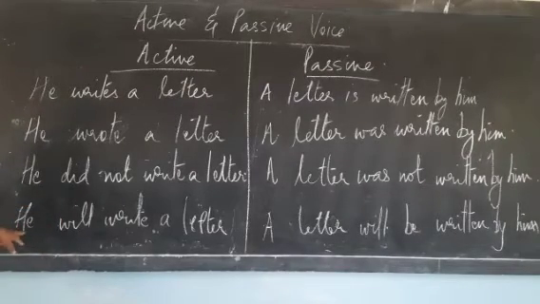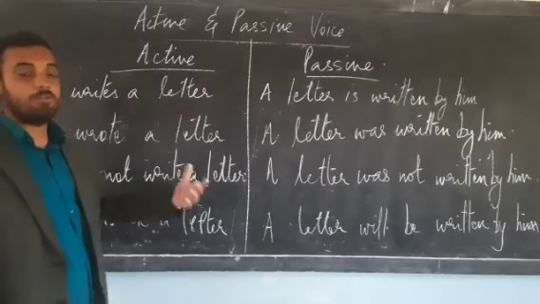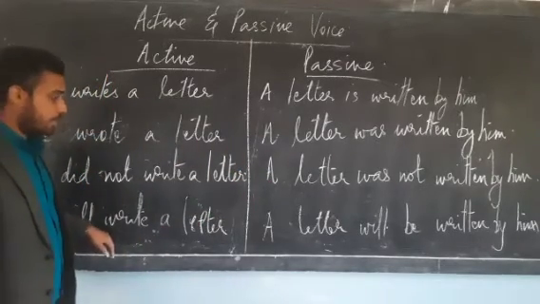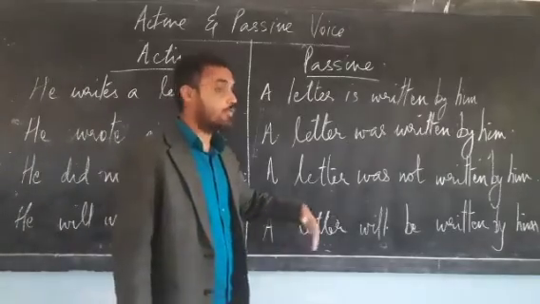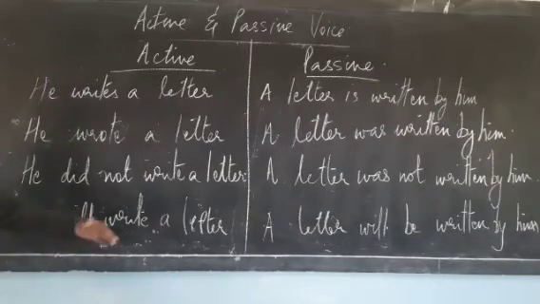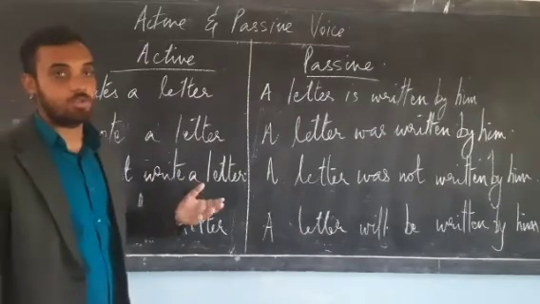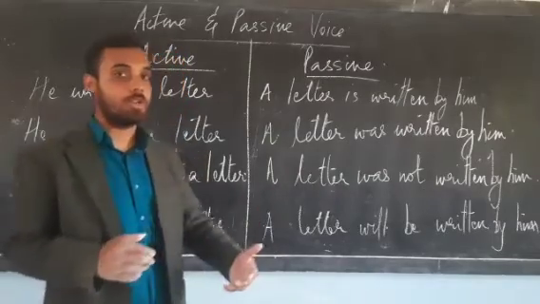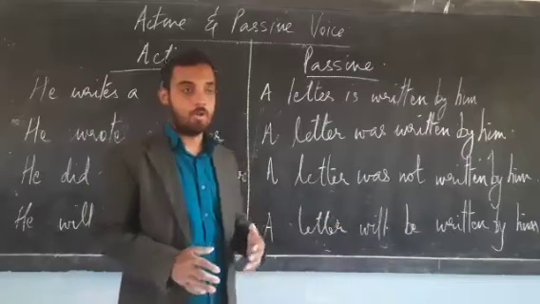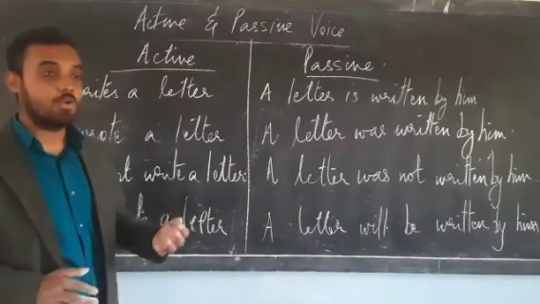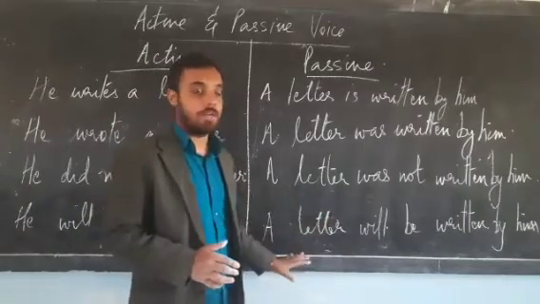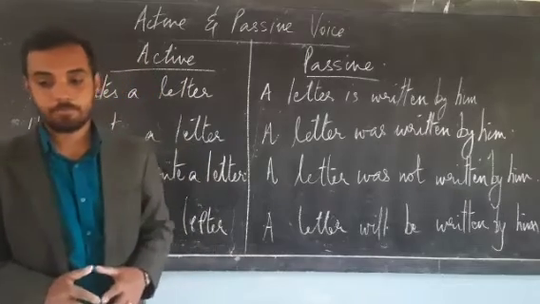In future, he will write a letter. We are talking about future. He will write a letter changes to a letter will be written by him. One more example. He is going to write a letter. When we use the going to form, then we will write a letter will be written by him. For future, the is going to form or will form, they both will be changed to will be written by him. A letter will be written by him.